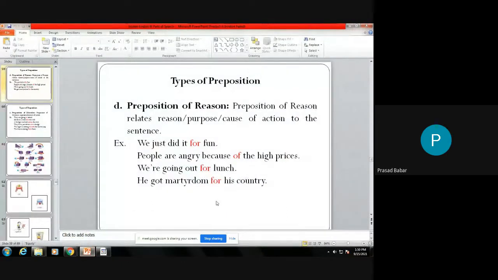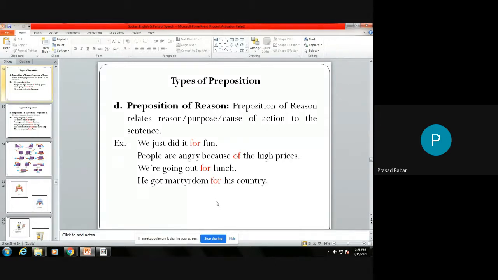So we were discussing the preposition of reason. See the third example: we are going out for lunch. Why are we going out? We are going out for lunch. What was the reason we are going out? We are going out for lunch. So "for" here shows the purpose or reason of action or cause of action.